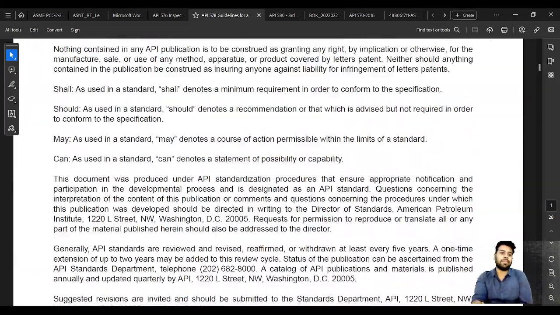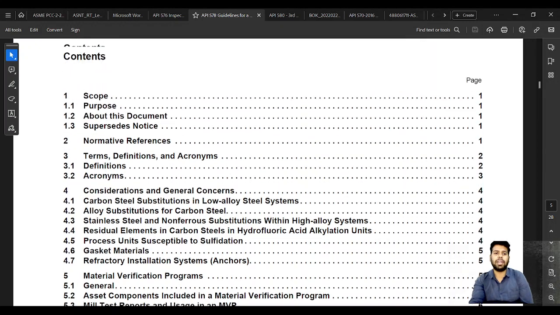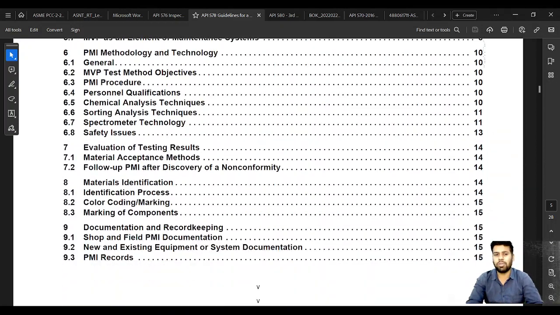So again, these are forwards, the initial part of the document. Now this document is very short, it's like 13-14 pages only. Very general information is given here. You can again read it once, it's very self-explanatory, but then again 2 or 3 sections of this code are more important than others. We'll talk about this when we get there.